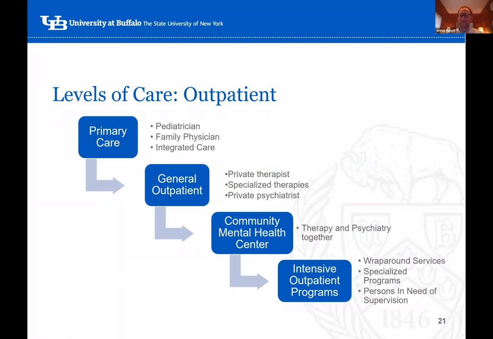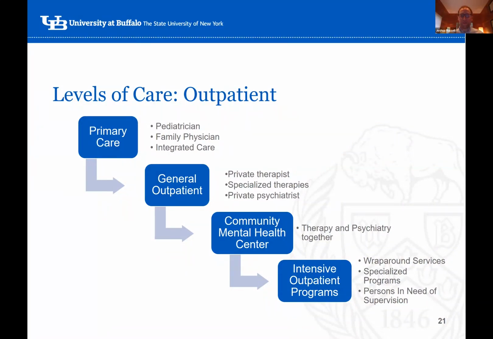The next level of intensity is a community mental health center. And this is a place that combines access to therapy and psychiatry together. So a single agency has both therapists and psychiatrists connected to it, and it allows for easier communication between the two areas.